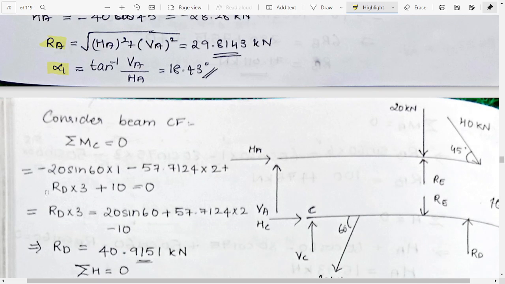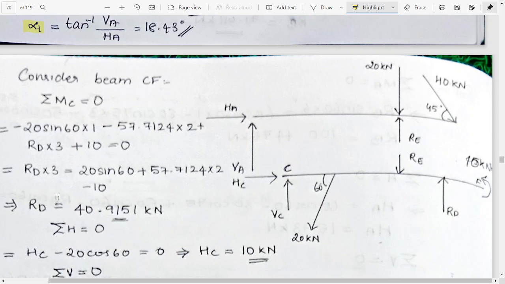Now if we are considering the beam CF, we will consider the moment from point C. So we are having minus 20 sine 60 into 1. Okay, minus 57.124, which is RE, into 2, minus 10, because we are having a moment in the anti-clockwise direction. Okay, this is actually plus 10, because it's in the anti-clockwise direction.